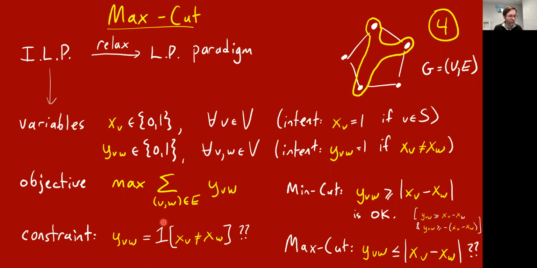There's a question. The question is, is it known whether we can express yvw equals the indicator that xv not equal to xw through a set of linear constraints, say by defining a few more variables? Short answer is no. You might say, oh yeah, maybe I'll try to play around, add a few more variables, and exactly encapsulate this. I guess basically the answer is no.